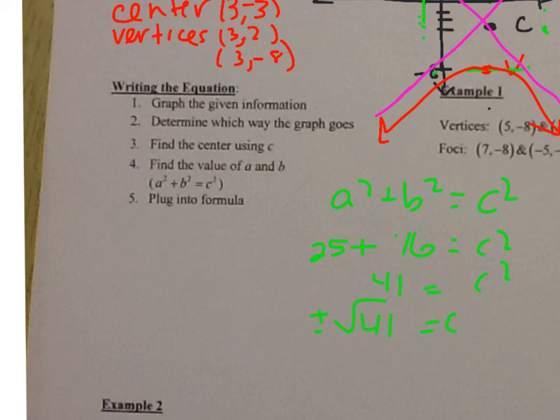So my foci are going to be up and down. That means it's going to change my y value from my center. So my foci are going to be 3, here's my center, 3, negative 3 plus the square root of 41. Remember, we're going up and down, so it changes the y value. And 3, negative 3 minus the square root of 41.